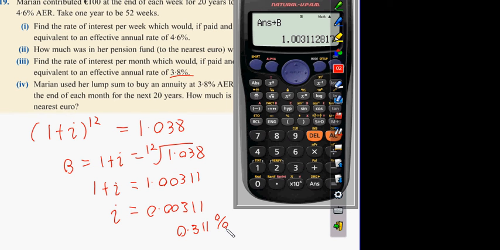0.3, is it? That's right. 0.03. No, it's 0.3. It's 0.311%. Yeah, it's 0.311%. I'll show you how to do it in the calculator, worst comes to worst. So guys, this is your value. Take away 1. Multiply by 100. 0.311. Okay, of a percentage.